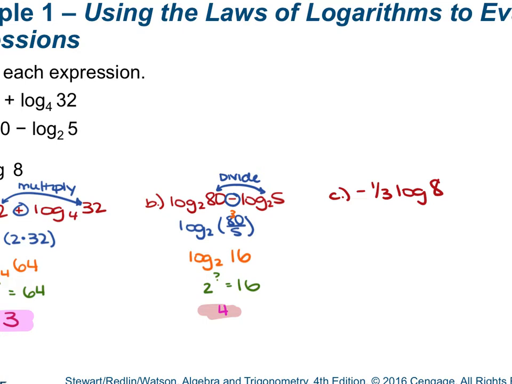For example C, we're given negative 1/3 log 8. Two things here. That negative 1/3 that's in front of that log is going to become the power on the 8. Another thing, if you do not have a base on the log, it's automatically 10. So this is the same exact thing as saying log 10 of 8 to the power of negative 1/3.